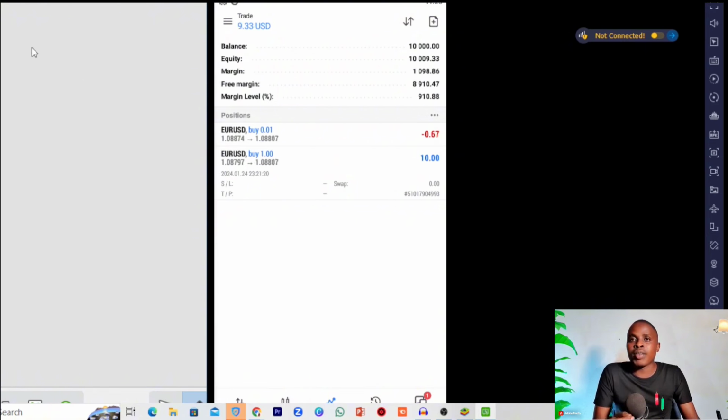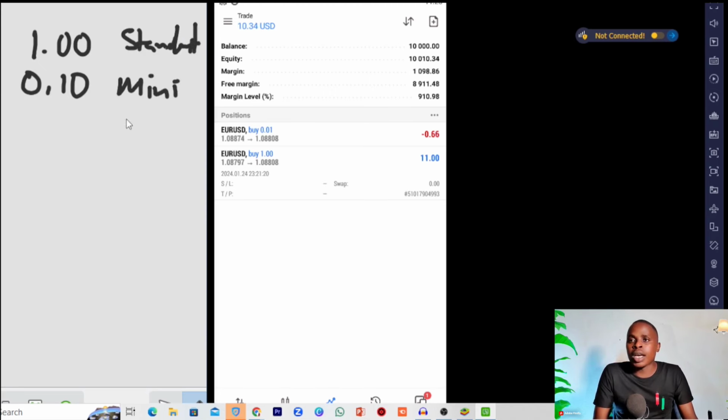So as you can see here, if it is written like this, it's 1 standard lot. If it is written like this, and you want to risk $1 per pip, you can do 1.01. So this is called a standard lot, and then this is called a mini lot, and then we have what is called a micro lot.